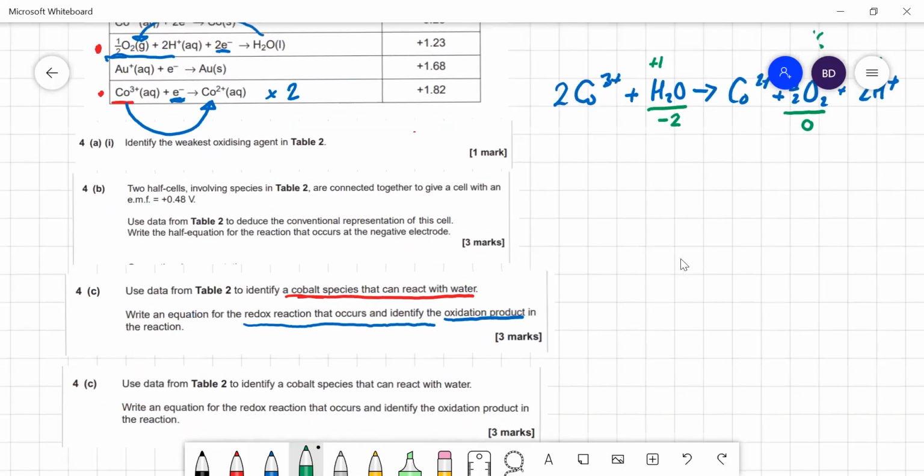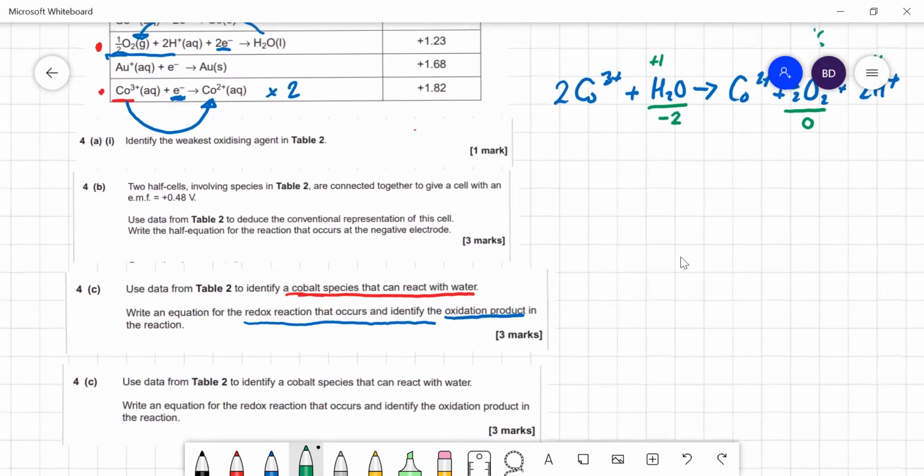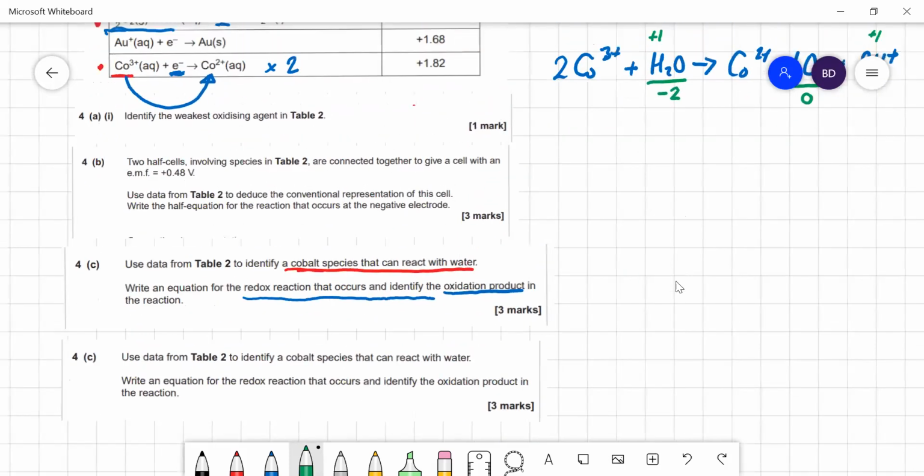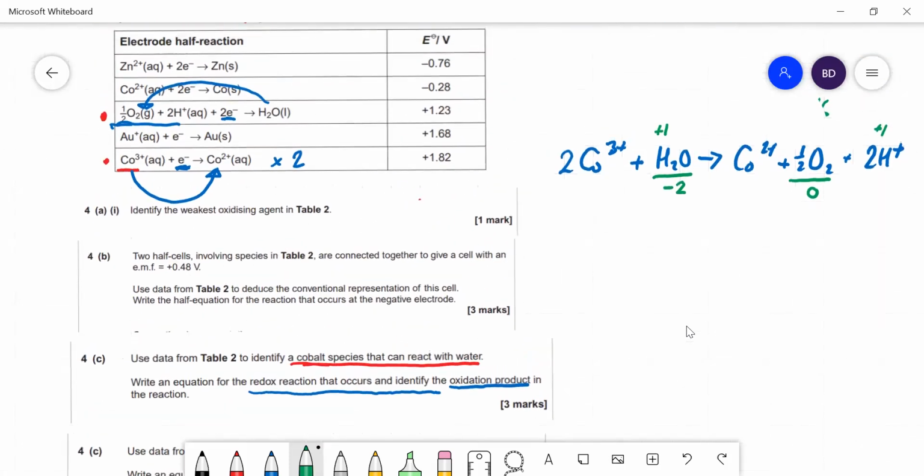Right. Sorry, I'm going to copy that one down twice. So we've done that. That's the end of that question. All right, let's move on to the next one.